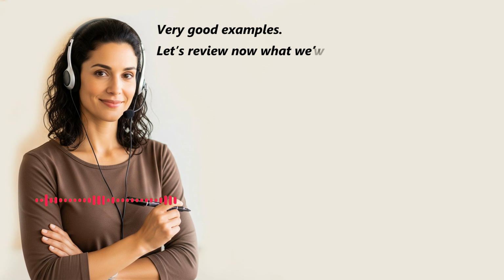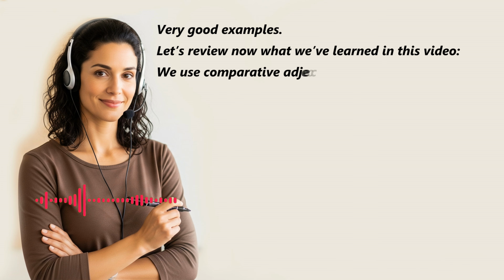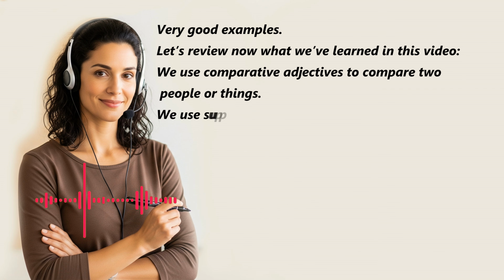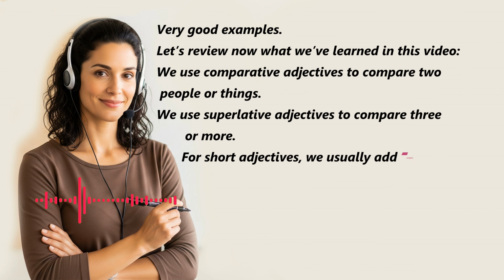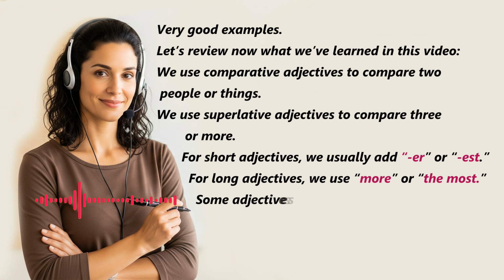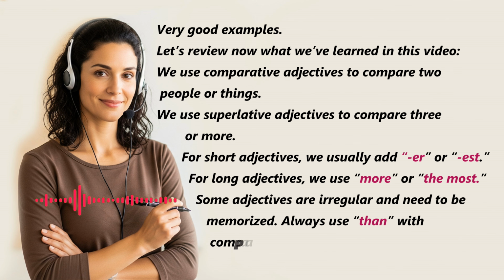Very good examples. Let's review now what we've learned in this video. We use comparative adjectives to compare two people or things. We use superlative adjectives to compare three or more. For short adjectives, we usually add "er" or "est". For long adjectives, we use "more" or "the most". Some adjectives are irregular and need to be memorized. Always use "than" with comparatives and "the" with superlatives.